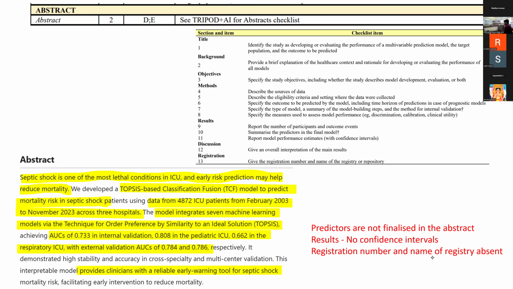But a few things which they have not mentioned: they have not finalized the predictors and mentioned them in the abstract. And in the results, they have mentioned area under the curves for internal validation and external validation of the model. However, there was no confidence interval mentioned in the abstract. And they've also not given a registration number, and where the study was registered is also not given in the abstract. However, they had mentioned that they wanted to develop a classification fusion model to predict mortality in patients with septic shock, and they had given which group of ICU patients they had taken from what period of time. But these were the things which they had not mentioned in the abstract.